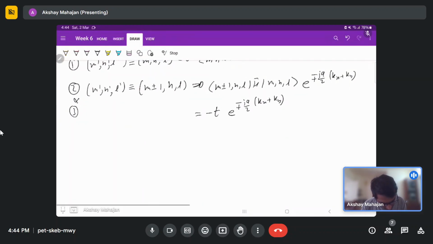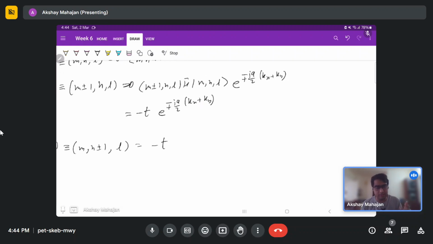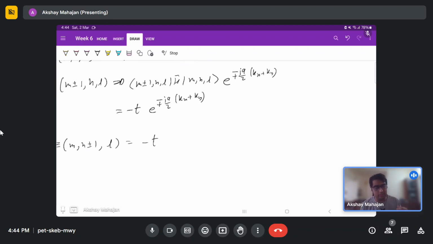Alright, and similarly we can write the fourth and fifth term. Now the fourth and fifth term will be where m prime, n prime and l prime is m comma n plus minus 1 comma l. So now we'll just write the minus t directly. Whatever the integral is, that is going to be the hopping integral by now. So for all the neighboring terms, the integral will be minus t times the exponential, and the exponential will be minus plus iota a by 2, this will be ky plus kz.